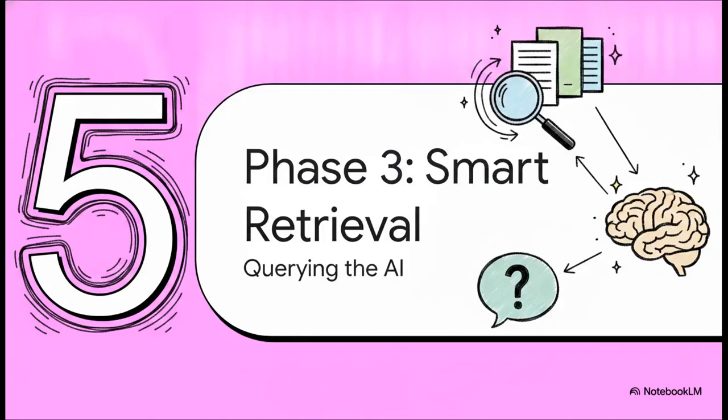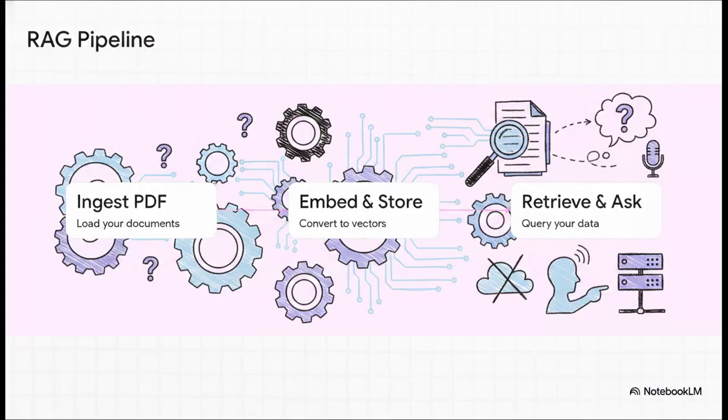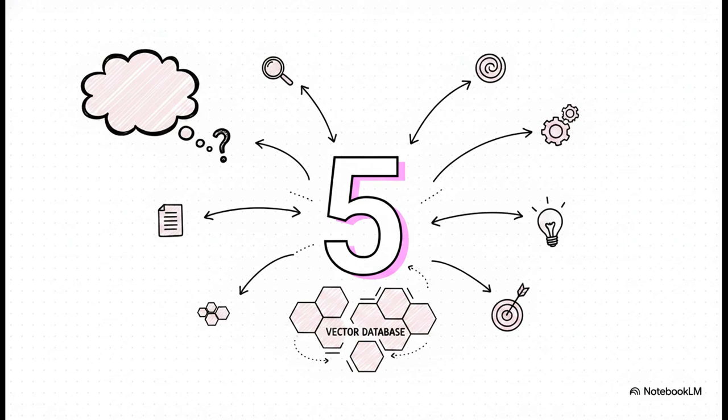Part 5. Phase 3. Smart Retrieval. We've finally reached the finish line of our pipeline. Step 3. Retrieve and ask. This is where the magic actually happens, and you get to query the AI. Now, what's really interesting about this slide is what happens when you ask a simple question like, "What is this document about?" The system doesn't just do a basic, boring keyword search.